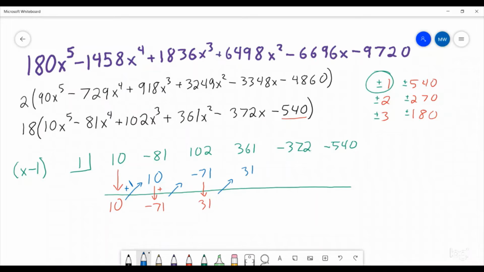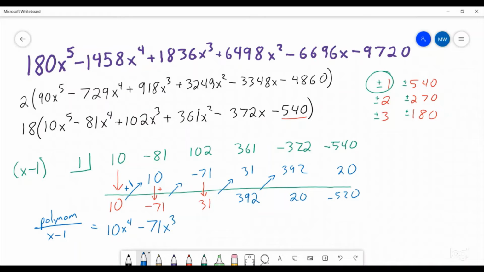361 plus 31, that becomes 392. Moving it up, 392, that becomes 20. Moving it up becomes 20 minus 520. Now, what does this mean? Well, it means that if we divided our polynomial by x minus 1, what we would get is 10x to the 4th minus 71x cubed plus 31x squared plus 392x plus 20 minus 520 over x minus 1.